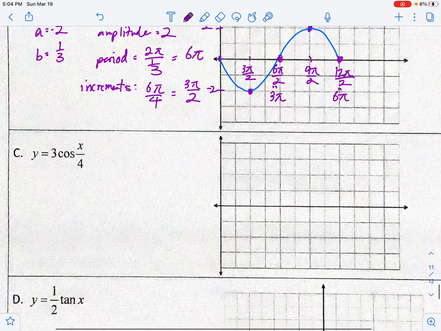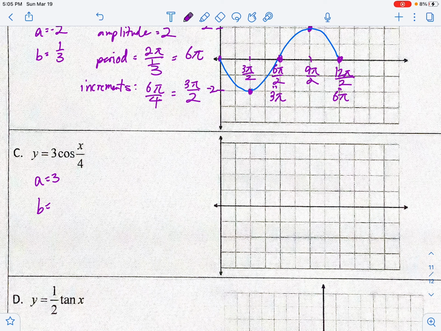Part C, I have 3 cosine x over 4. So this time, it's not going to look like an S curve. It's going to look like a U curve when I'm done. And I have my A value, that's 3, meaning my maximum and minimum will be a value of 3 and negative 3. And then B, again, x over 4 is the same thing as 1/4 x, meaning our B value is going to be 1/4.